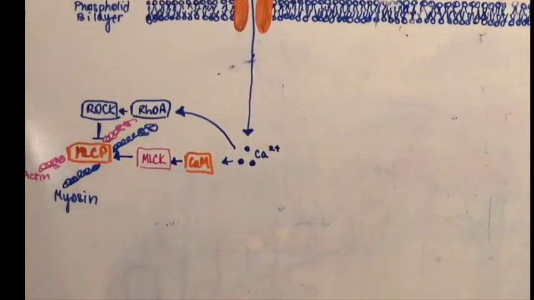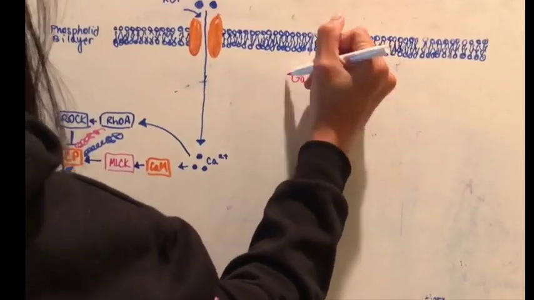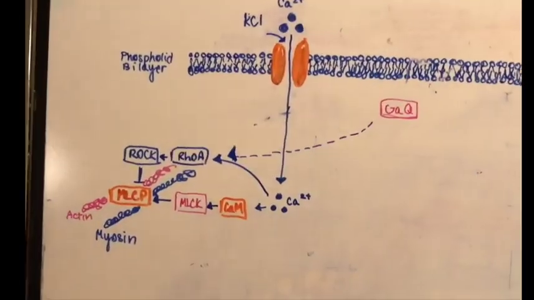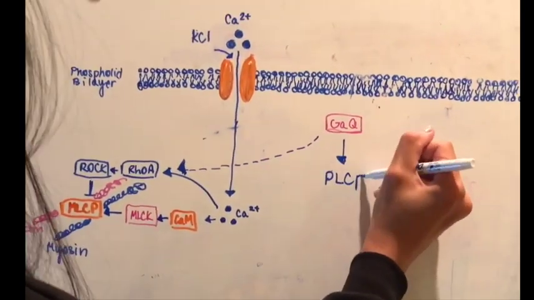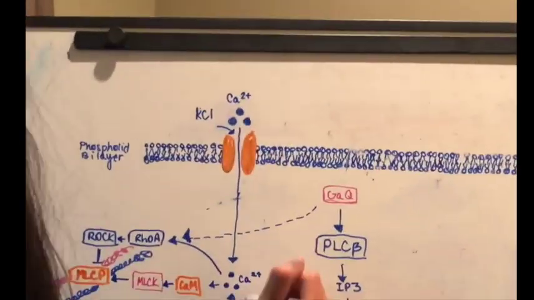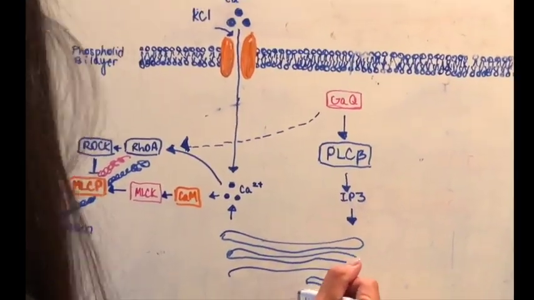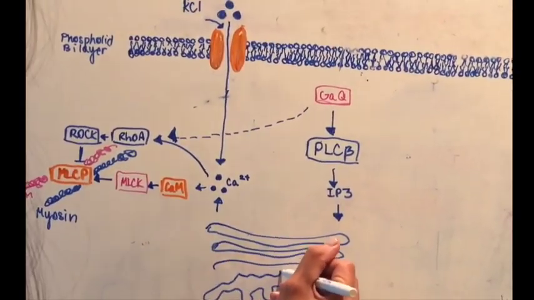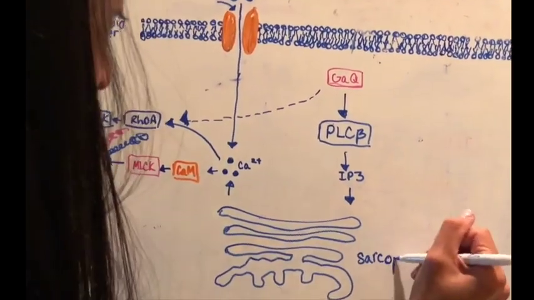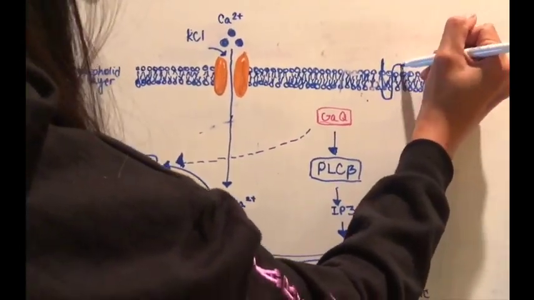MLCP typically deactivates myosin, but when it is deactivated, myosin and actin are therefore produced. A second process helps the activation of RHOA and causes the sarcoplasmic reticulum to produce more Ca2+, therefore helping the process along. This pathway ultimately results in the production of histamine and the production of Ca2+, as mentioned earlier.